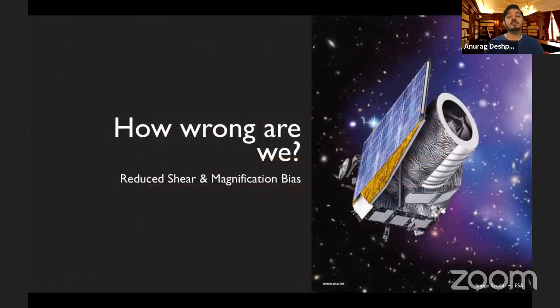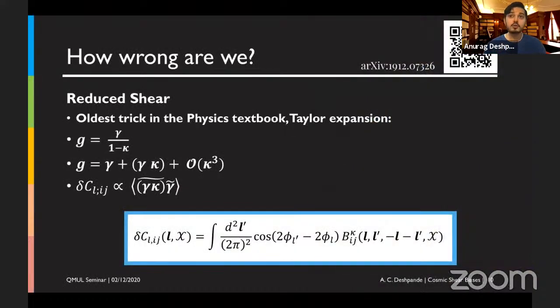So the first thing, of course, is to find out how wrong we are when we consider reduced shear and magnification bias. So how do we go about doing that? It's still quite complicated to take just the 2-point statistic of g, because this is really non-trivial to compute. So we can still make our lives easier by doing the oldest trick in the physics textbook, which is taking a Taylor expansion. But now, instead of just stopping after this first shear term, we keep going to the next order. And what you get is a term that is a gamma kappa term. So it is the shear times the convergence.